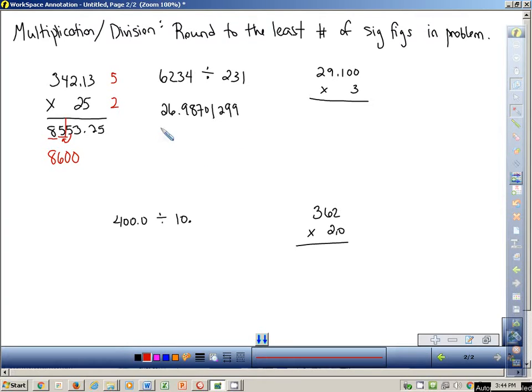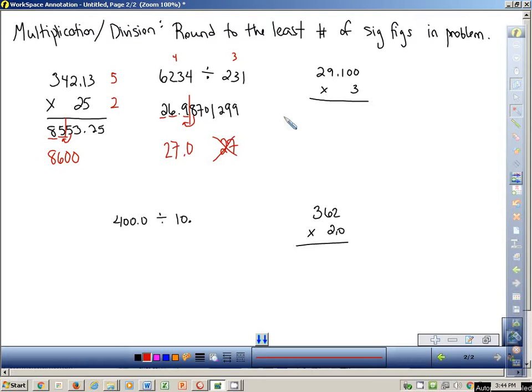We do the same thing. This one has 4 sig figs. This one has 3. 3 is less than 4, so we start counting from the left. 1, 2, 3. We'll have to cut it off at that point. There's an 8 beside of it. Well, that's going to round that up to make it a 0. That'll round that up to 27. You do have to put 27.0. If you just simply put 27, that's 2 sig figs. So that would be a no. This would be a yes.